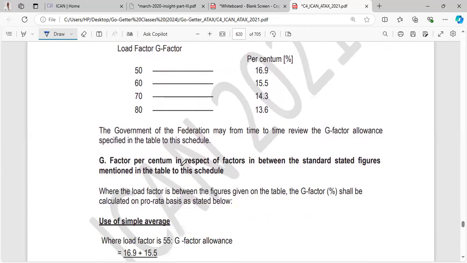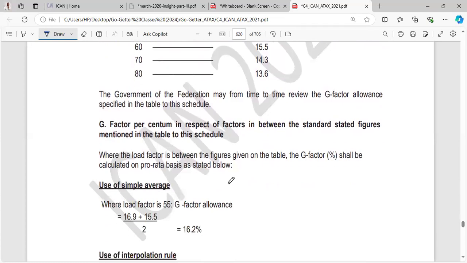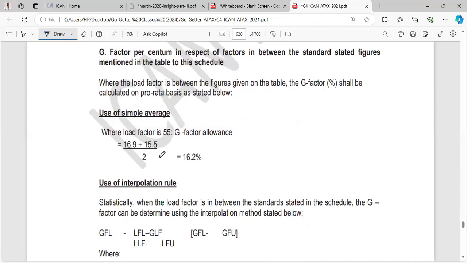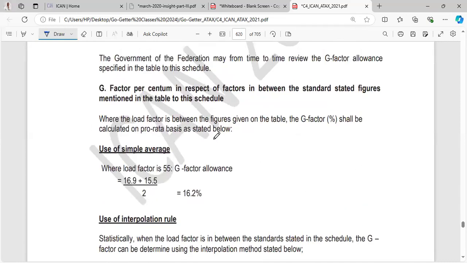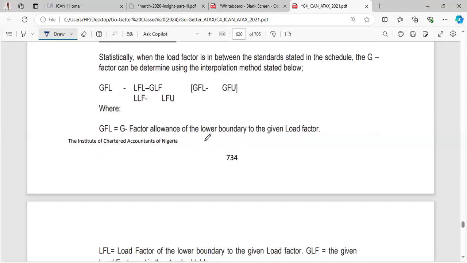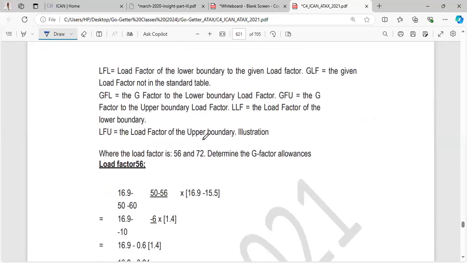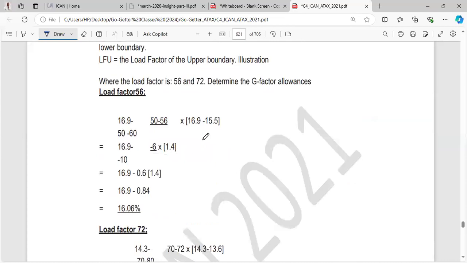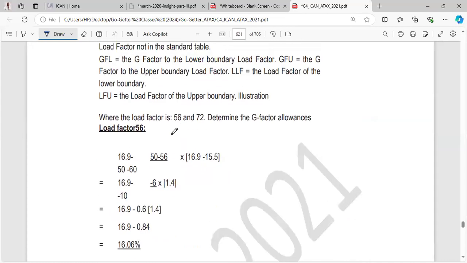Now, for the gas factor, look at how we need to calculate it. We use what they call the interpolation factor, the interpolation rule. I will explain this rule for you when we are solving a question. All right, so let's see this question here.